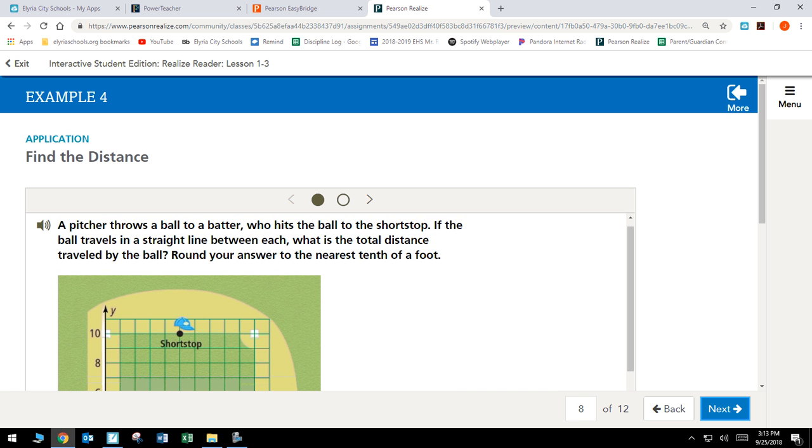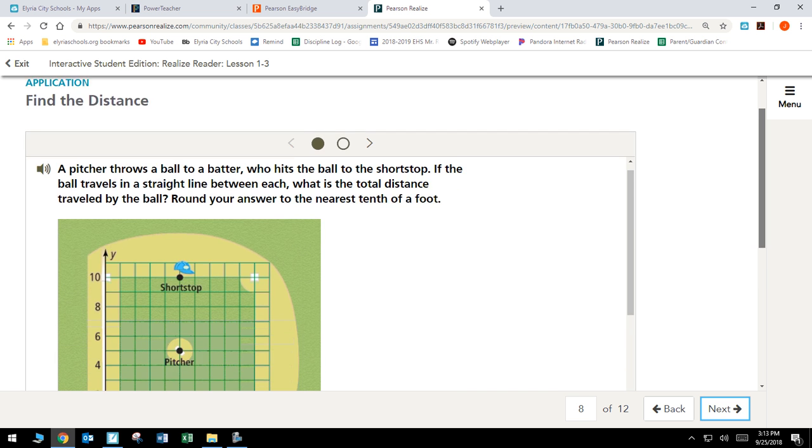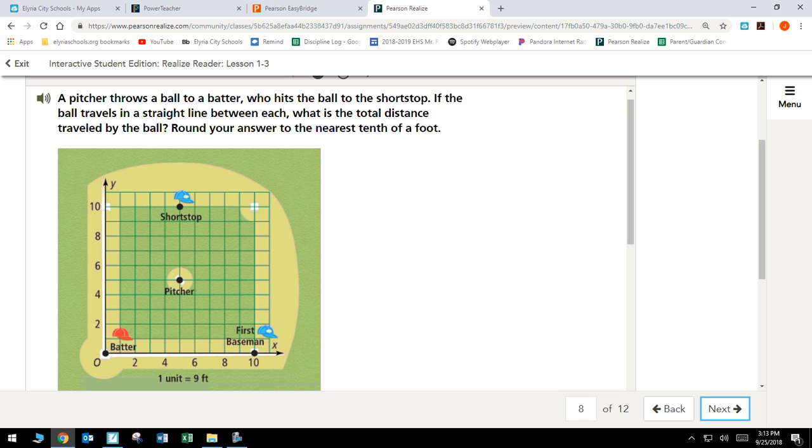We have a diagram of a baseball field overlaid on a coordinate plane, and it says a pitcher throws the ball to the batter. So down to the batter, who hits the ball to the shortstop. If the ball travels in a straight line between each, what is the total distance traveled by the ball?